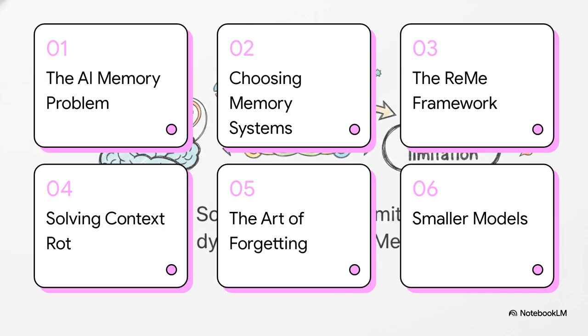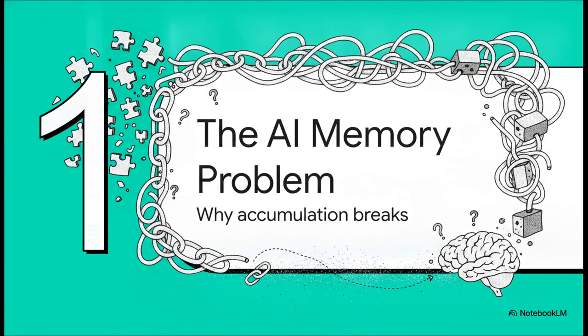So here is our roadmap for today's explainer. We'll start with the core AI memory problem, look at choosing your memory system, introduce the ReMe framework, solve that context explosion issue, dive into the art of forgetting, and finally, look at how smaller models can actually have bigger brains.